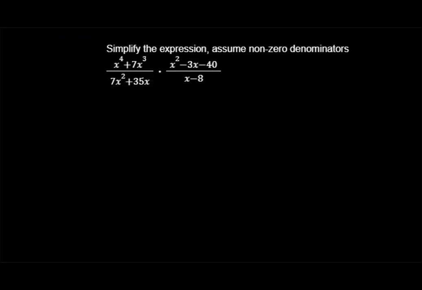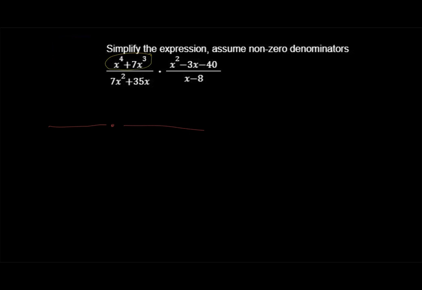Okay, in this example, we're going to be simplifying the expression and assuming non-zero denominators, so we don't have to worry about stating the restrictions. So just going through, I like to start by factoring this first one and working in that direction. I usually go in that order, but it doesn't matter the order you factor in. So starting with this top left one, there is a common monomial.